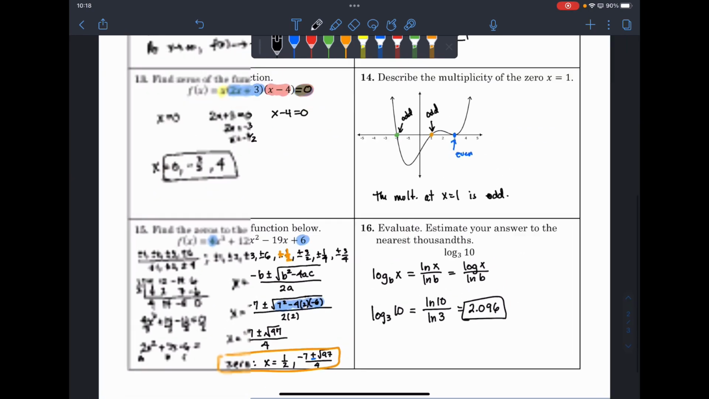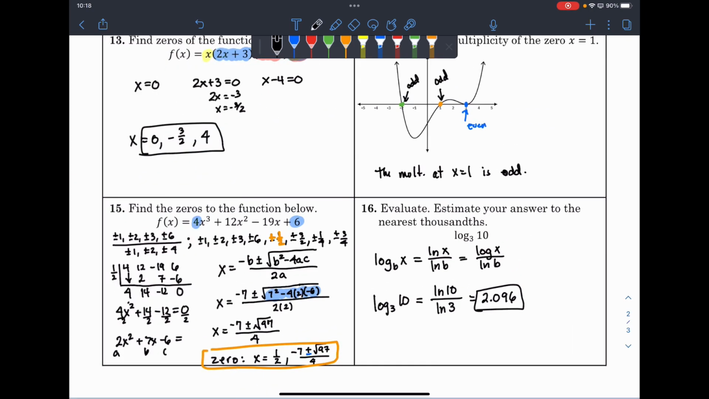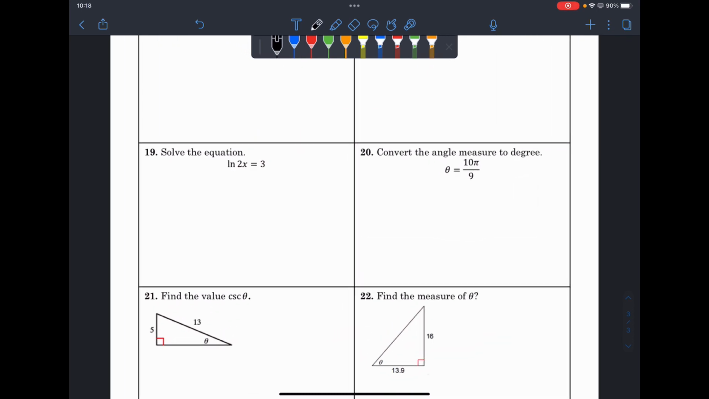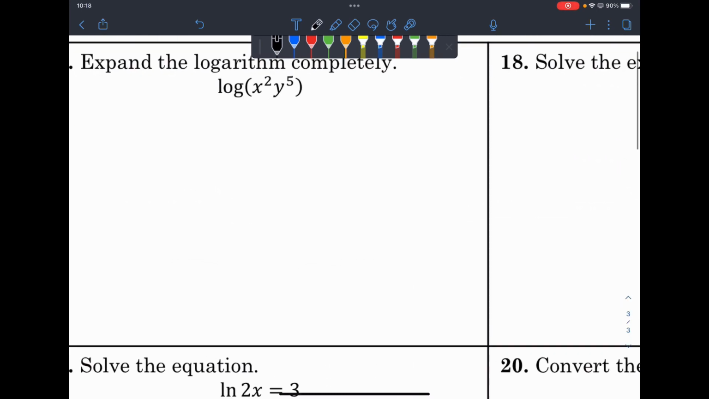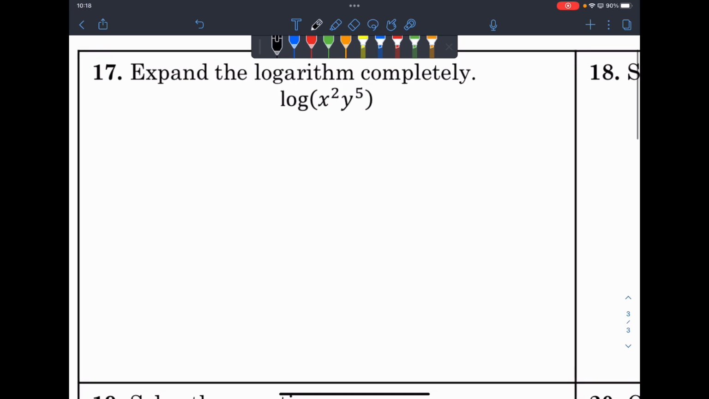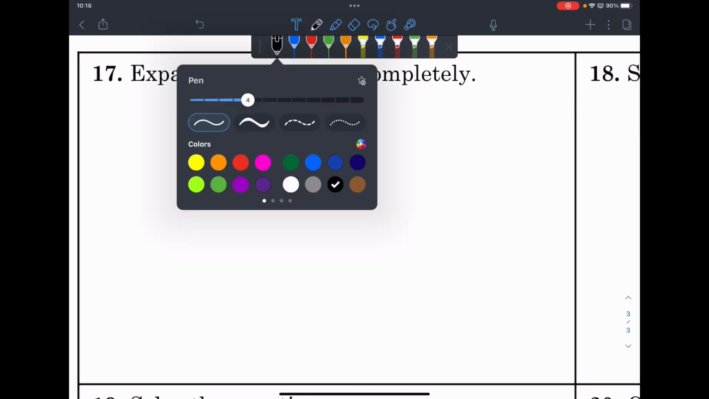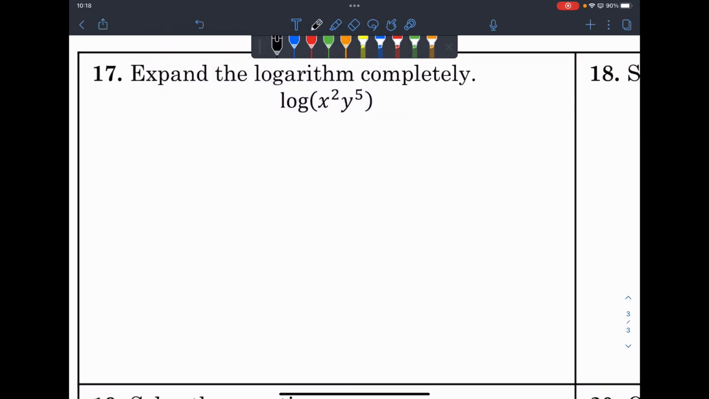All right. Let's go to our final page. For number 17, we need to expand the logarithm completely. So we're going to apply first the product rule, or the product property, that if I am multiplying these two quantities, I could expand this by giving the x its own log and the y its own log, and add those two logs together.